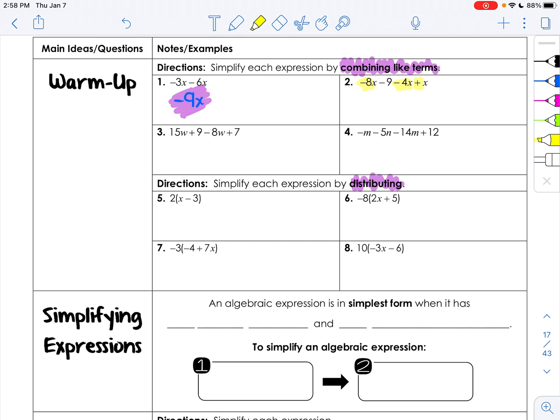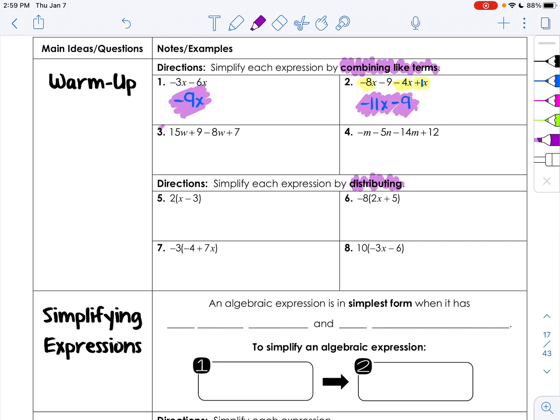So I missed this x here on the end. So we have 3 common variable terms. Remember that x is like having a 1x. So when we combine, again, left to right, negative 8 minus 4 plus 1. Negative 8 minus 4 is negative 12. Negative 12 plus 1 is negative 11 with the common variable of x. And then we have our constant. We only have one constant, so there's nothing to combine it with. So we just bring it down, negative 9. So it's simplified, negative 11x minus 9.